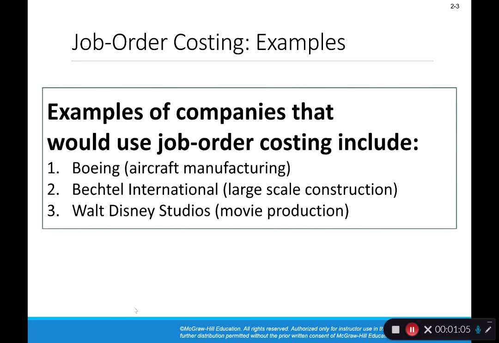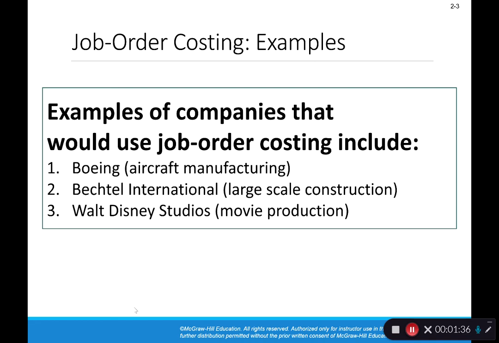What are some types of companies where job order costing would be used? Well, Boeing would be an example. They make aircraft, and each plane is a little different and very expensive. Large-scale construction would be another example. Movie production, all movies are different. They're going to incur different levels of costs. Basically, any type of company where they're producing a lot of different types of products, and the products can be customized.